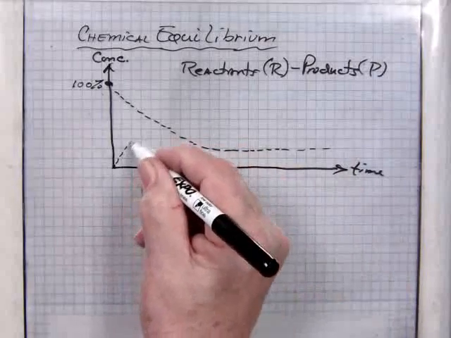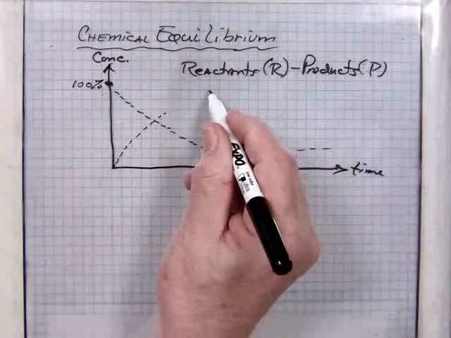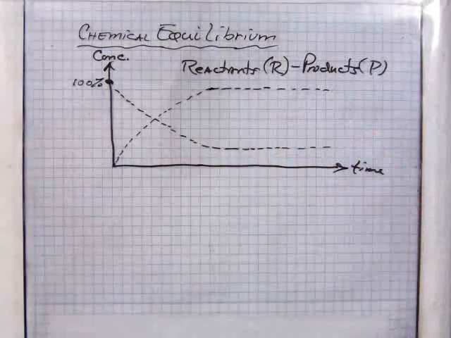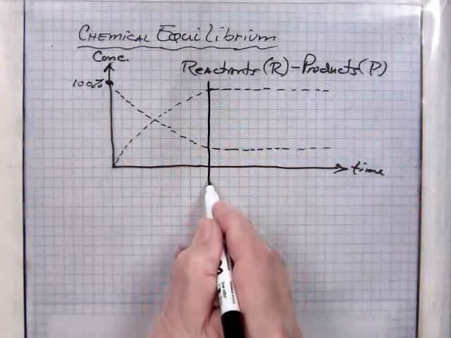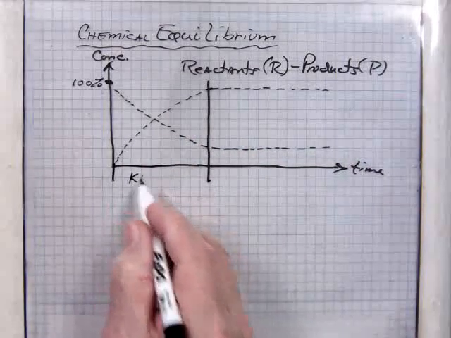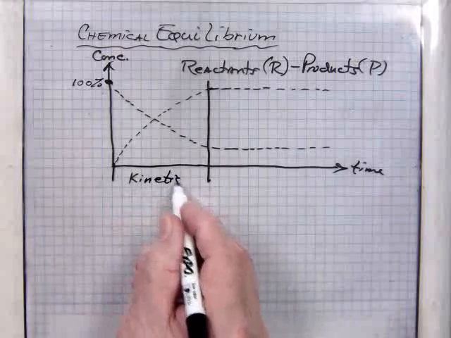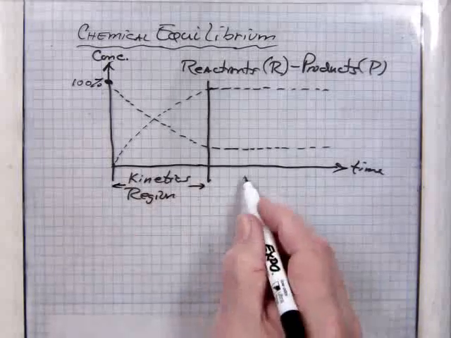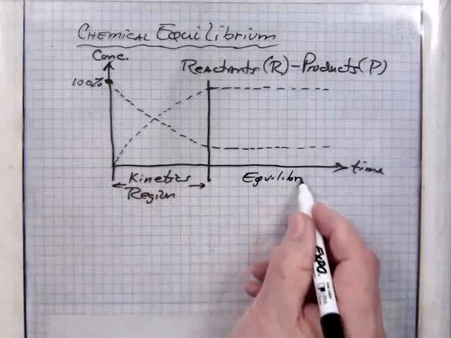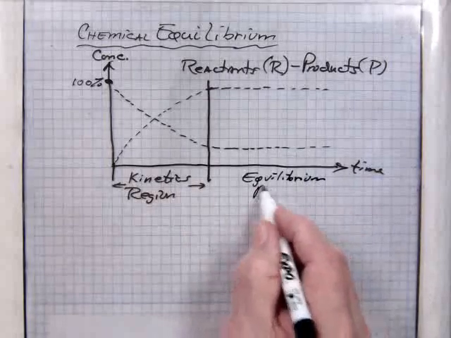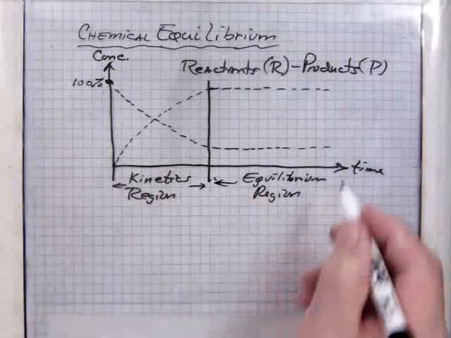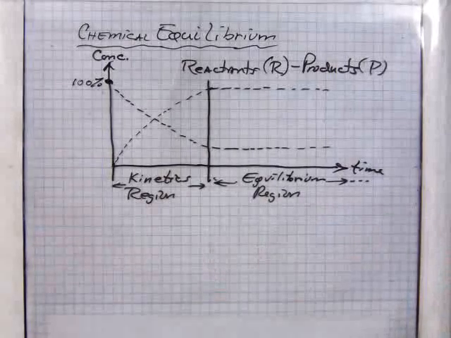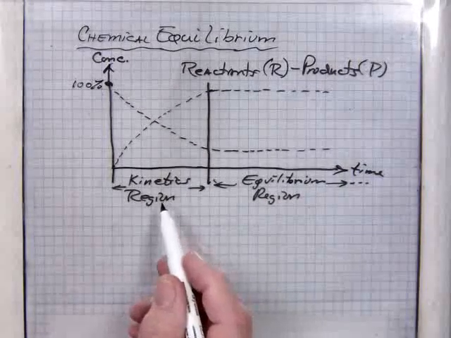Products will follow an opposite direction like this and level off at some point in time. So a vertical line splits these two regions into kinetic region and equilibrium region. Now, so that you will understand the differences between the equilibrium and the kinetics region, recall that kinetics region is based upon rate laws.